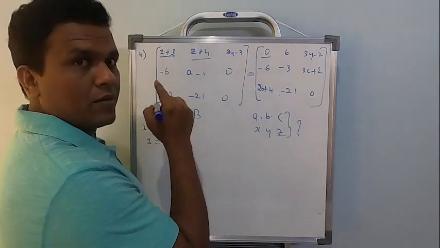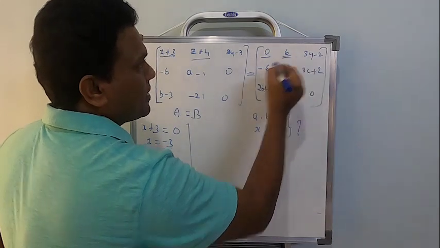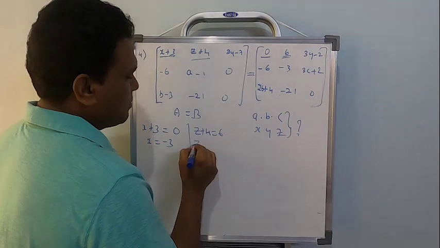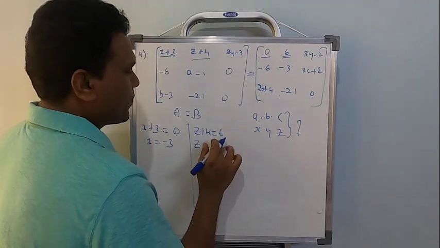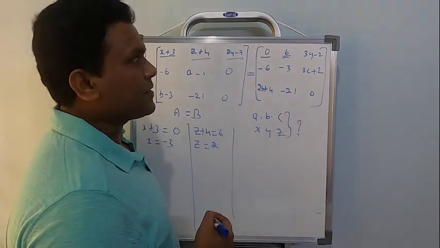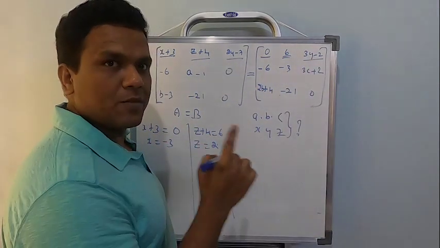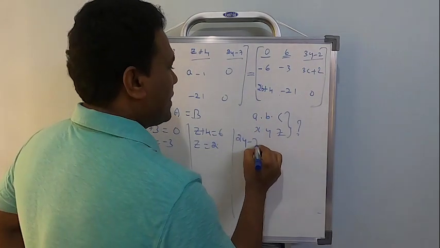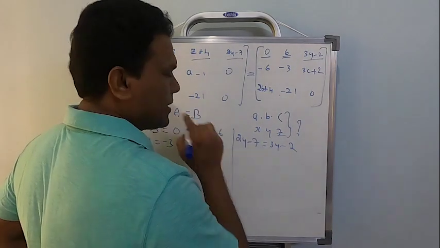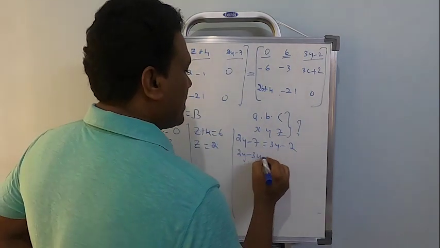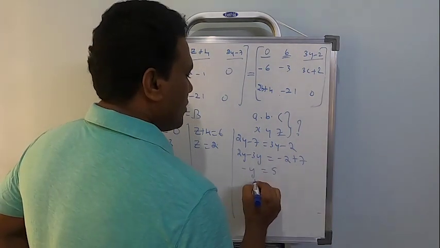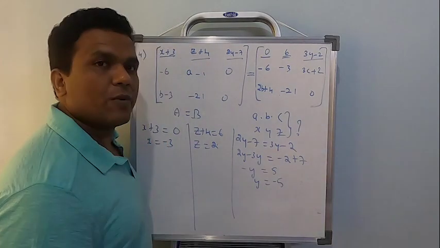Here it is z plus 4, first row second column, and here it is 6. Right. So that means z plus 4 should be equal to 6, or simplifying, z is equal to 2. z is also over. Right. The next thing, 2y minus 7 on the left side, and on the right side 3y minus 2, corresponding elements, right? So 2y minus 7 is equal to 3y minus 2. So let us simplify. Let me shift 3y to this side. 2y minus 3y is equal to minus 2 plus 7, or minus y is equal to 5, or y is equal to minus 5. x, y, z values are over.